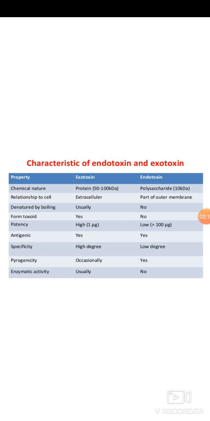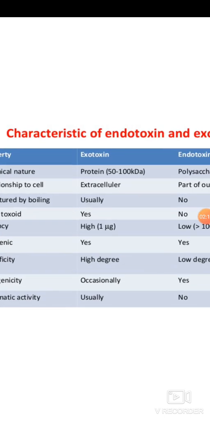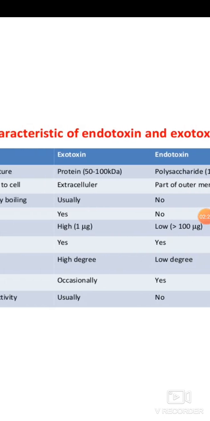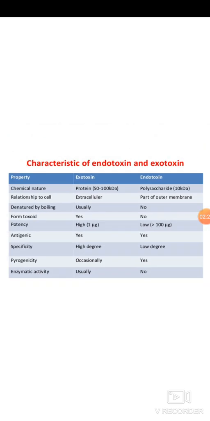So chemical nature I have already told: exotoxin is proteinaceous and endotoxin is polysaccharide. Then the relationship to the cell. The endotoxin is part of the outer membrane and the exotoxins are in the extracellular layer. Then denaturation by boiling: exotoxins usually denature, but endotoxins do not. Then the formation of toxoid: yes for exotoxin, no for endotoxin.